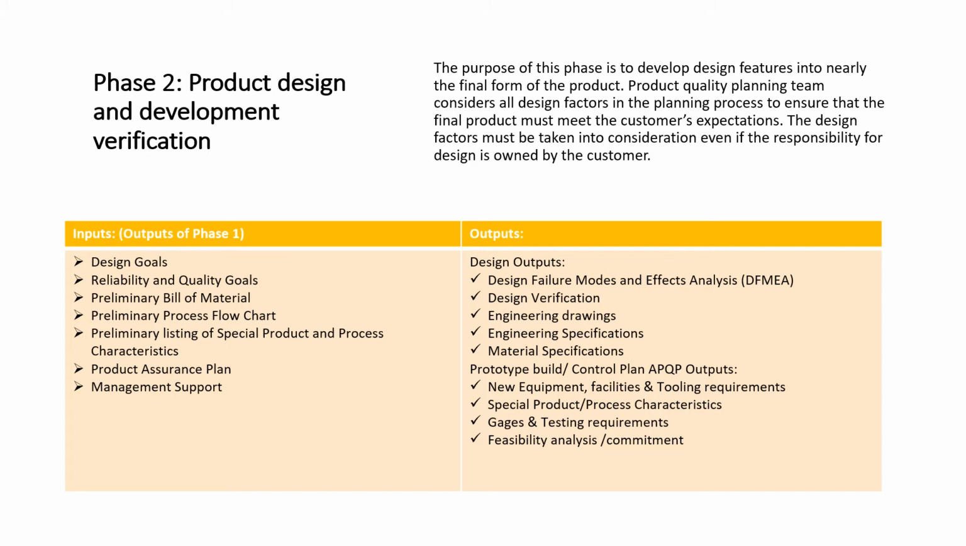So outputs are design FMEA, design verification, engineering drawings, engineering specifications, material specifications, that is with respect to IMDS, and prototype build control plan, APQP tools. APQP outputs are new equipment, facilities and tooling requirements, special product or process characteristics, gauges and testing requirements, and feasibility analysis and management commitment. So let us get into the details of these outputs.